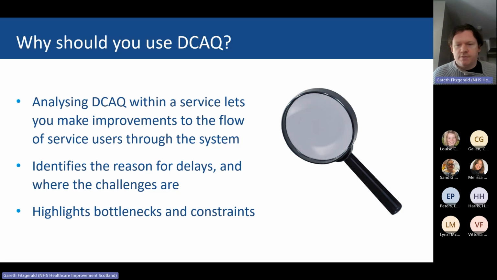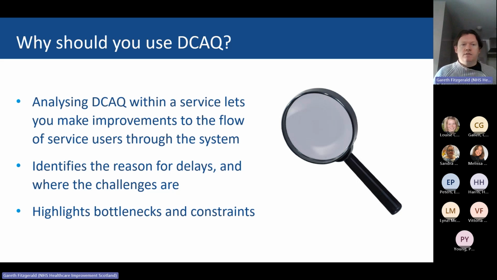Why should you use DCAQ? Delays within systems occur when the flow into the system is greater than the flow out of the system. DCAQ allows you to identify the reasons for the delays and the part of the system that's causing the backlog. This can then help us to optimize the flow through the system, creating a better patient and staff experience of the process.